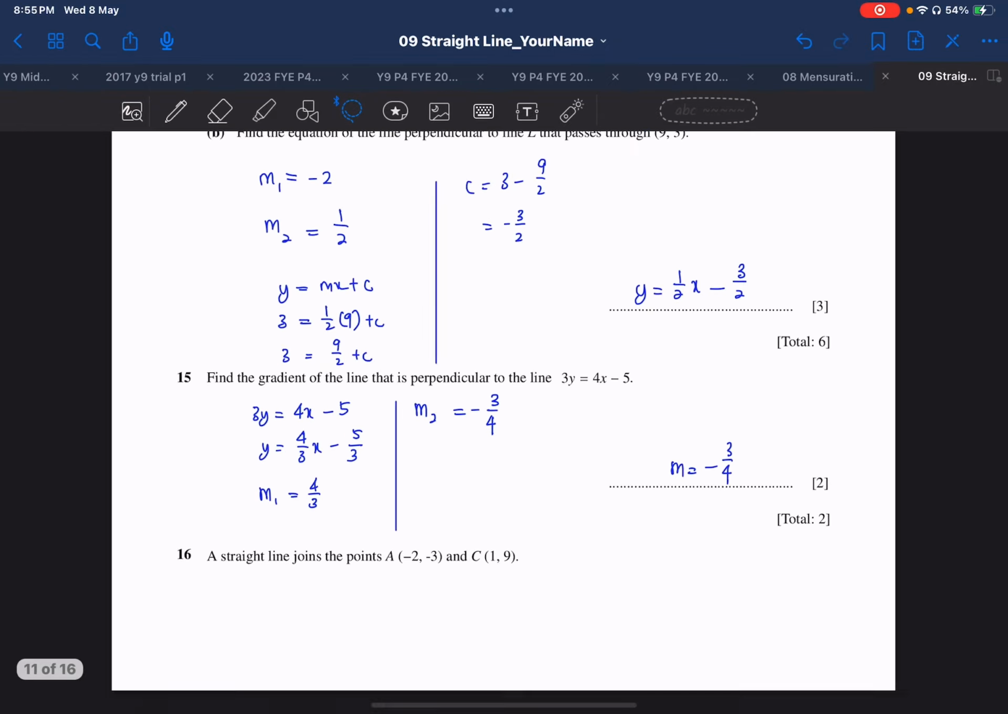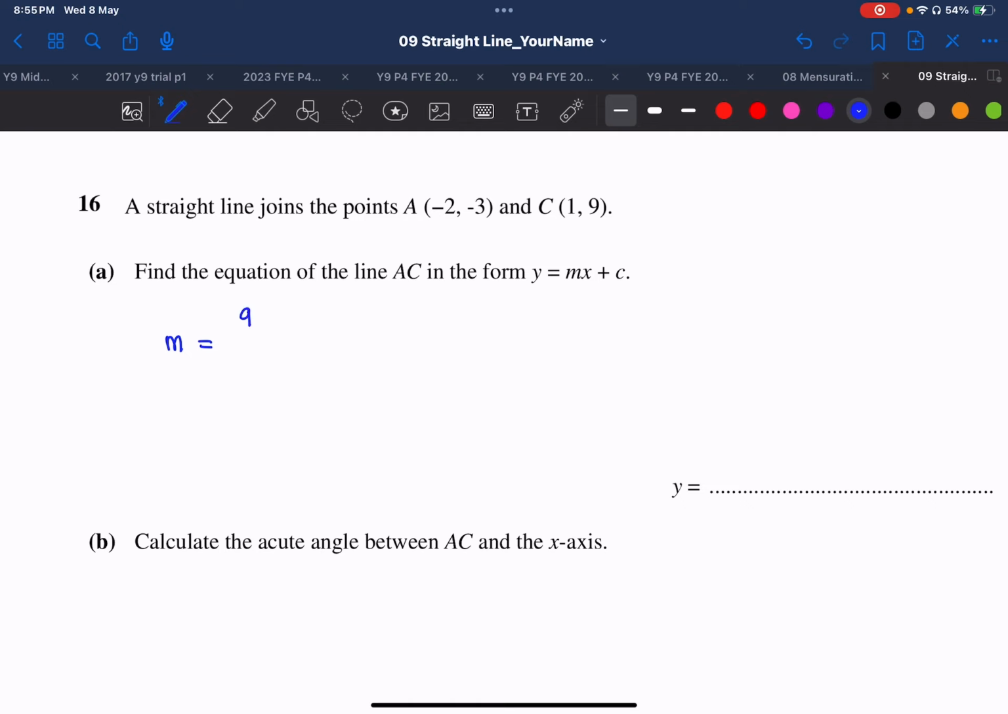Okay, I'm going to paste here so I can look at the value easily. Now, find the equation. So first of all, again, the gradient: take 9 minus negative 3 over 1 minus negative 2. So the value of the gradient is 4. Alright? And then you can choose any point that you like. In this case, I choose C, (1, 9).